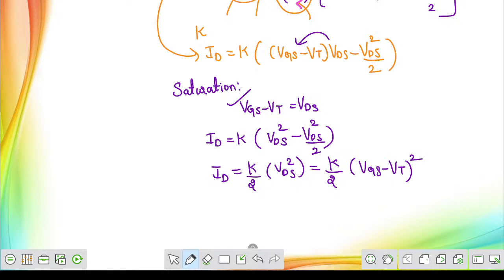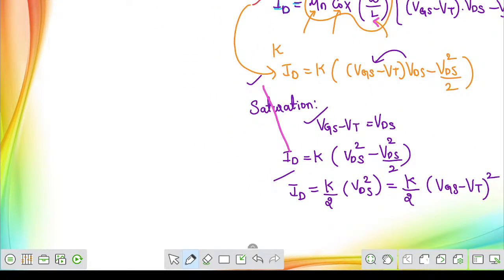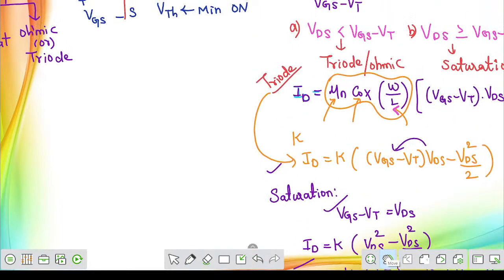Fine, sir. So the next thing is, as I told you, in the triode region you will have to use the above formula, and in the saturation region we will have to use the below formula. Now from this formula, there are certain questions to be framed. First, what they will ask is, in the triode region itself, you will be requested to calculate the value of transconductance. I will tell you how to calculate the value of transconductance in the triode region. The first question: in the triode region, you will be requested to calculate the value of transconductance.